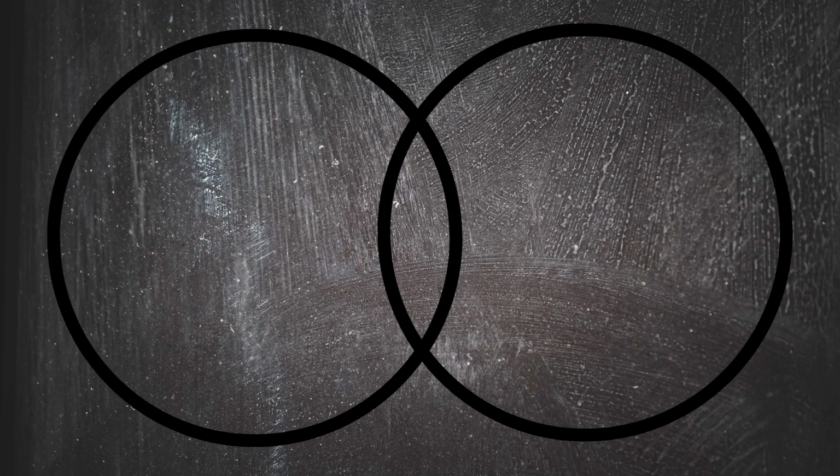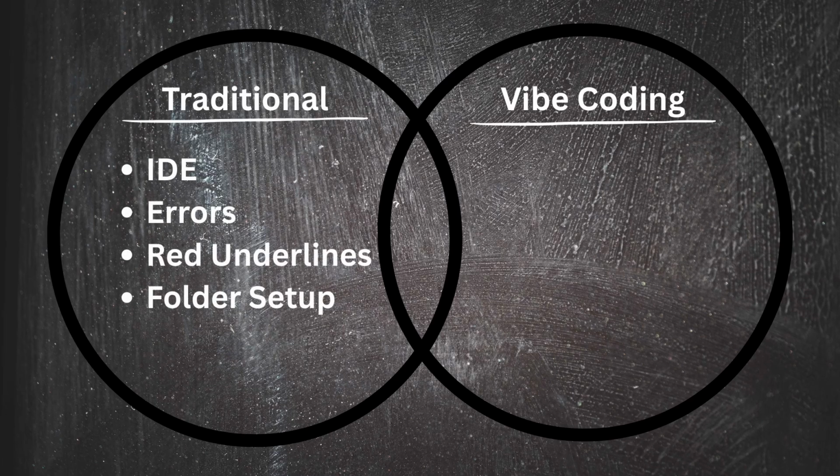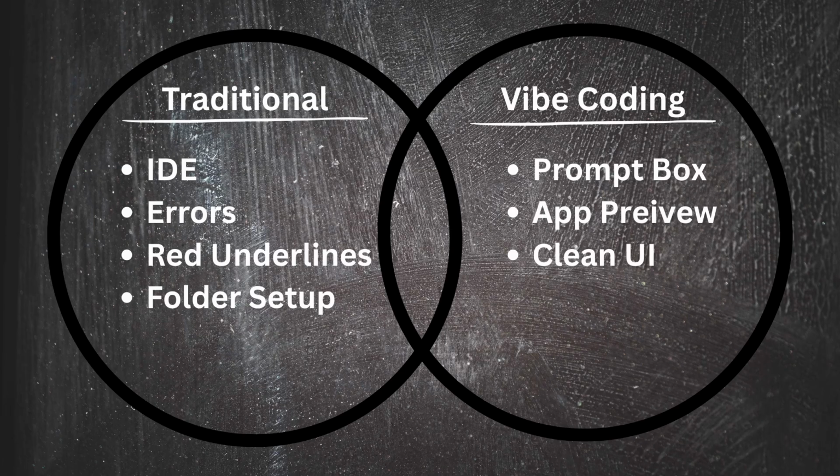Now let's compare this to traditional coding. Normally, you need to pick a specific language, set up your environment, and write every line of code. Then once done, you have to debug it when things break. With vibe coding, the process flips. You start with intent, not syntax.